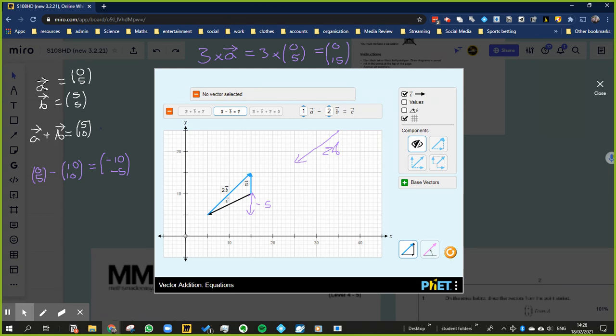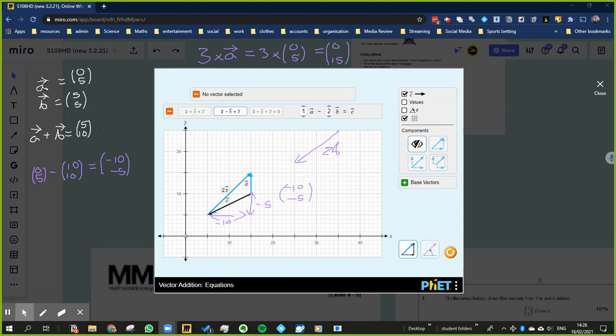And you can see it's actually gone from 5 to 15, and so that's 10 across. So, negative 10, it's gone from the right to the left. So it's minus 10, minus 5. So that's adding and subtracting vectors.